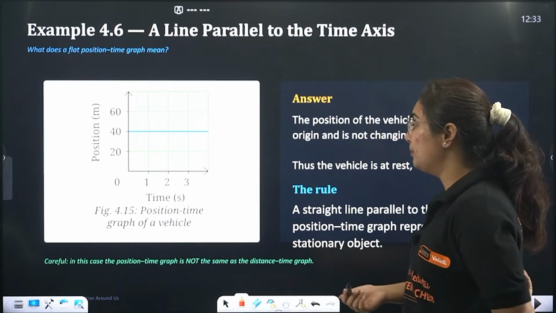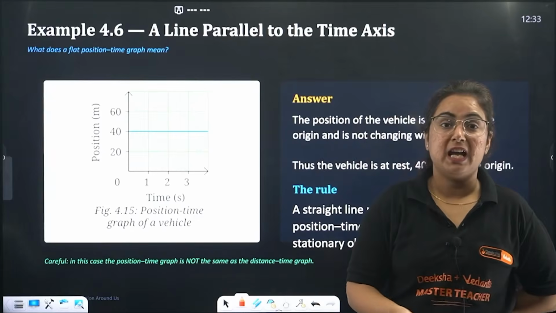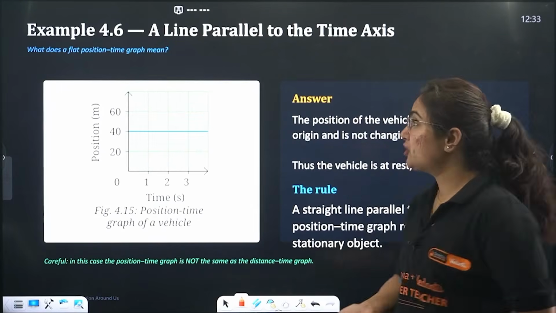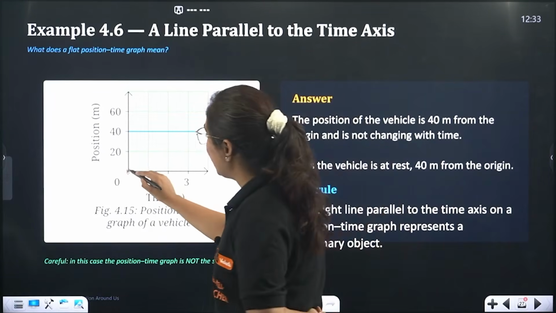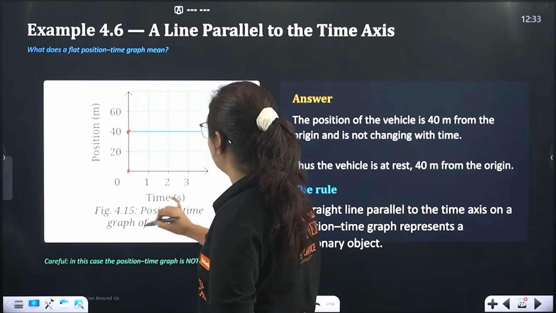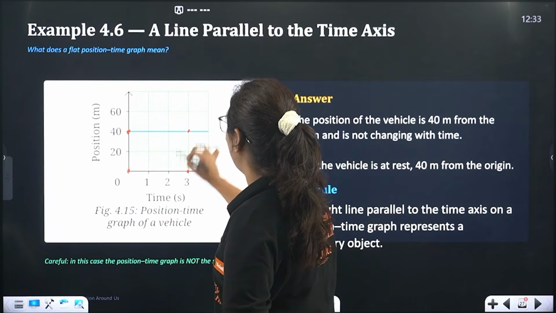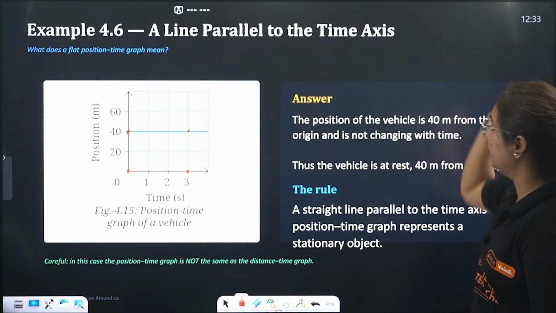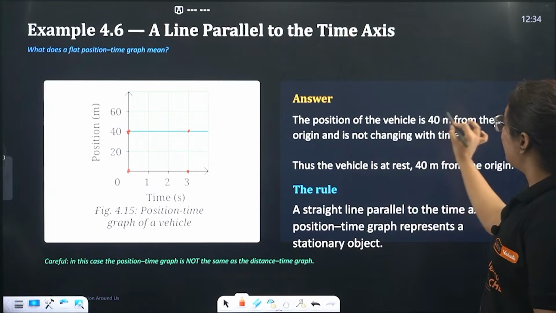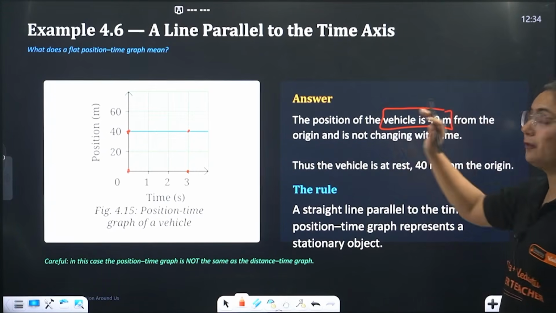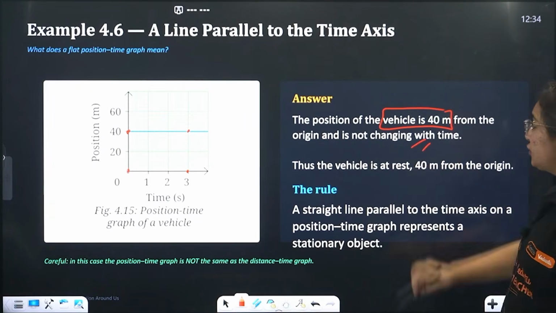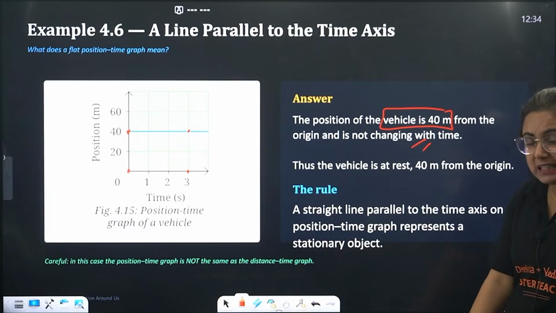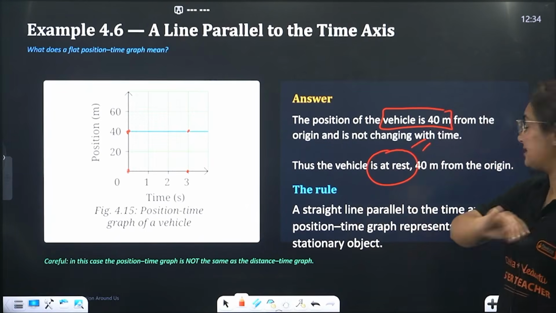But when an object is not changing its speed, at 0 time it was at 40 meters, at 3 seconds it is at 40 meter, at the 4th second it is also at 40 meter. The position of the vehicle is 40 meter from the origin and is not changed. That means we are going to consider the object at rest.